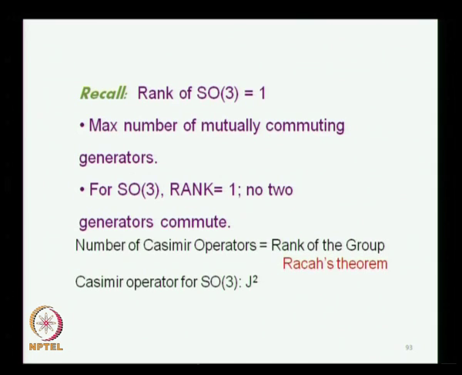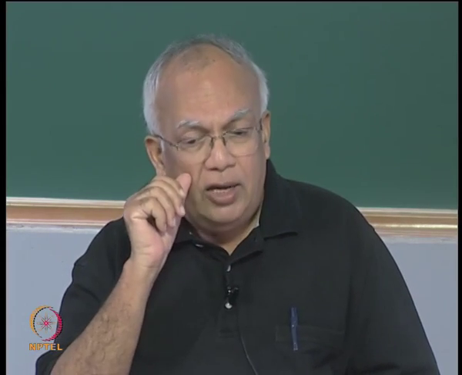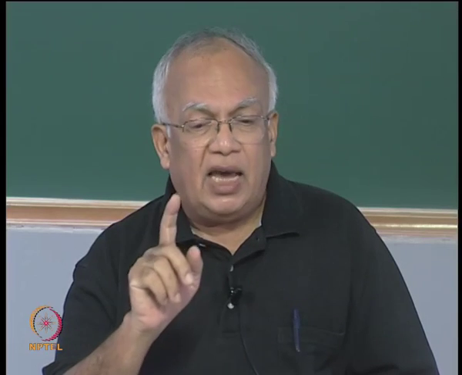So the Casimir operator for SO3 is J square. There is only one Casimir. J square is the only operator which commutes with all the 3 generators, which is the definition of a Casimir operator. By Racah's theorem, the number of Casimirs is equal to the rank of the group. The rank of this group is 1. So there is only one Casimir, and this Casimir for SO3 is J square, and the question we are now going to ask is, what are the Casimir operators for SO4?